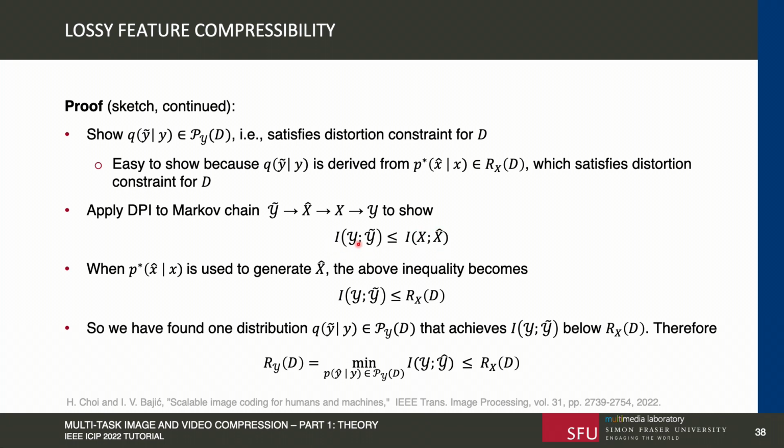Okay, and that's true for any kind of quantizer of x. But because we are using the optimal quantizer for x, we're using P star, then this mutual information, x to x hat, is in fact the rate distortion function at the input for the distortion level D. So this mutual information is in fact R sub x of D. So at this point we've concluded that the mutual information between y and y tilde is no larger than the rate distortion function for x at this distortion level D.